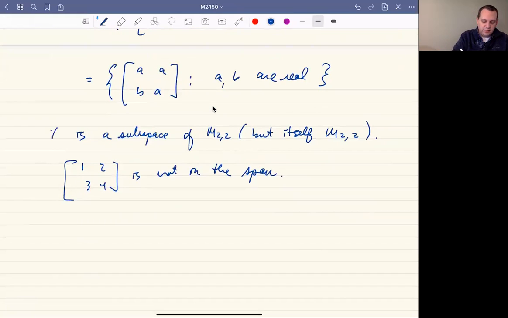Okay, and again, I'll leave it to you to check that it's a subspace. When I say I'm going to leave it to you to check, I mean you should really check, write down, try and prove that this is a subspace. This would be a good exam question or a good homework question. Okay, but this is a subspace of M22.